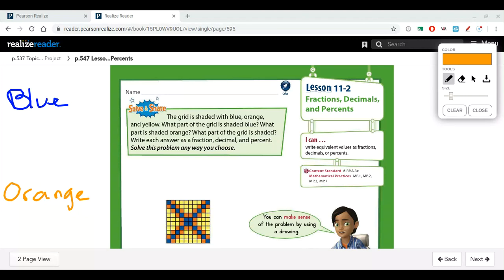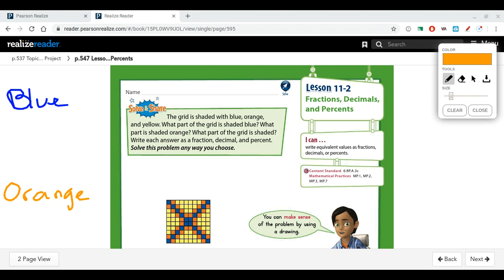Our focus for today's lesson is going to be looking at converting between fractions, decimals, and percent. And so your learning target is going to be: I can write equivalent values by converting between fractions, decimals, and percents. So moving fluently between the three forms is going to be our focus for today.